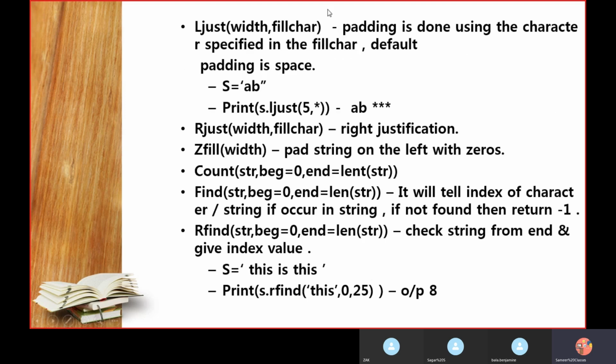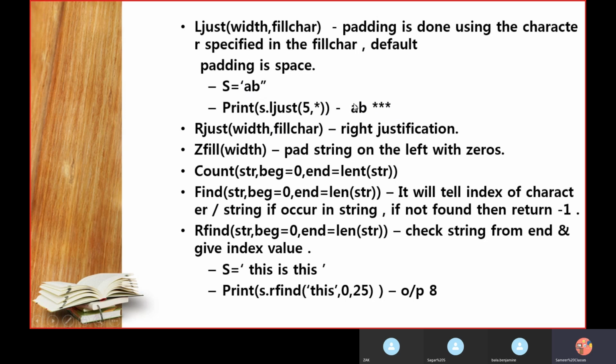Now in the same way, if I want my "ab" to be on the left side, that was for the center. Now I want it on the left side, so for that I just need to write s.ljust, and how many characters? If you want to write 6, then it will take 6 characters. Currently I'm giving 5 only, and the rest of the spaces will be filled by star.